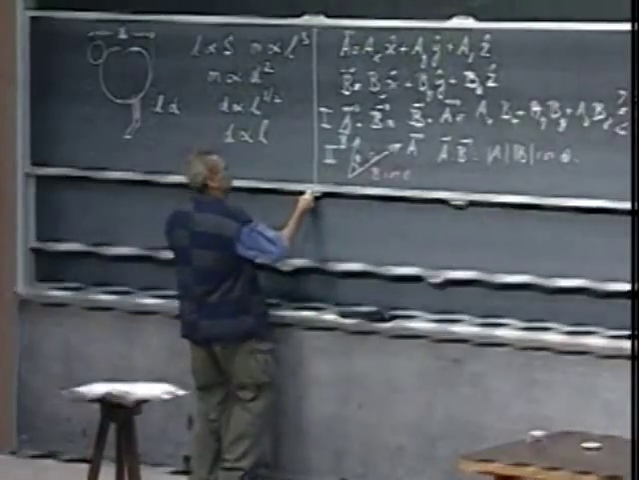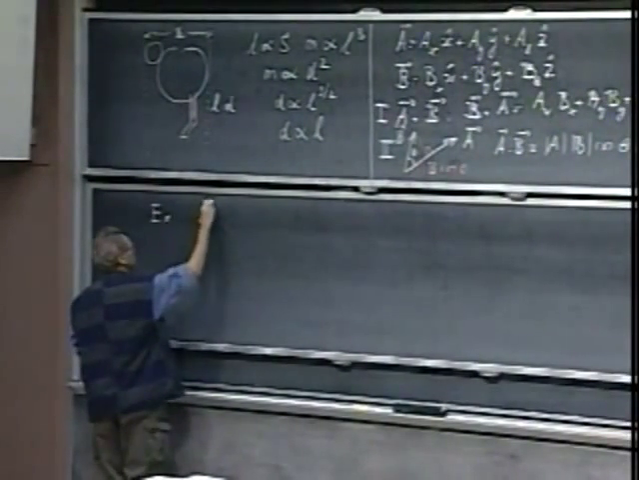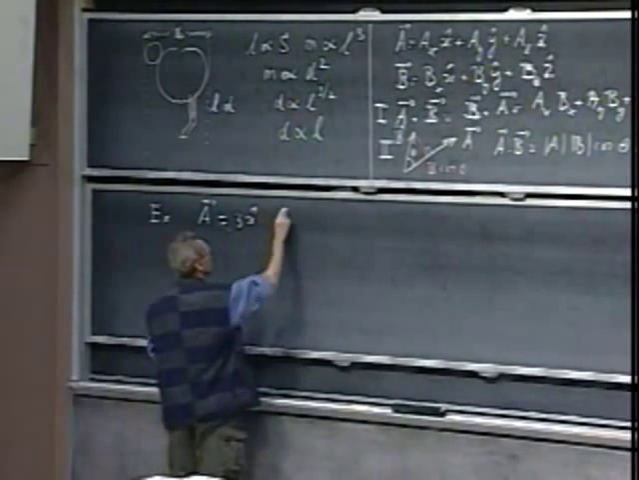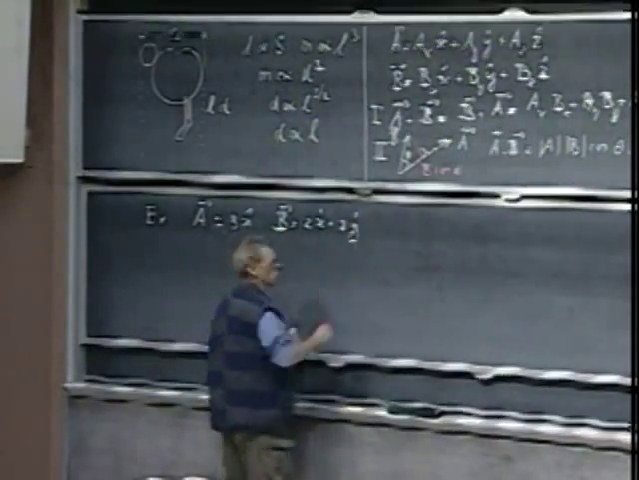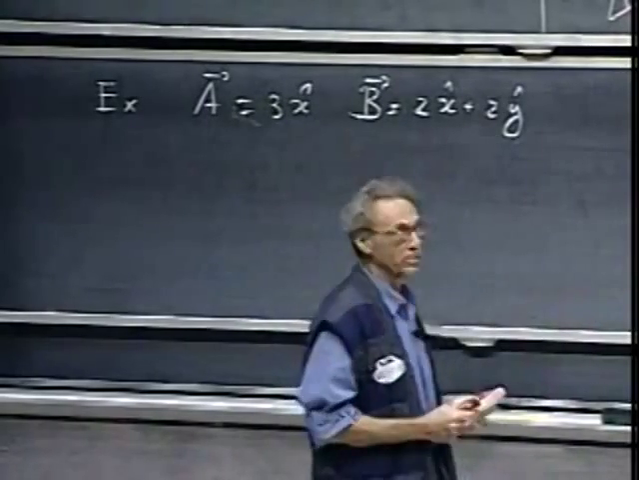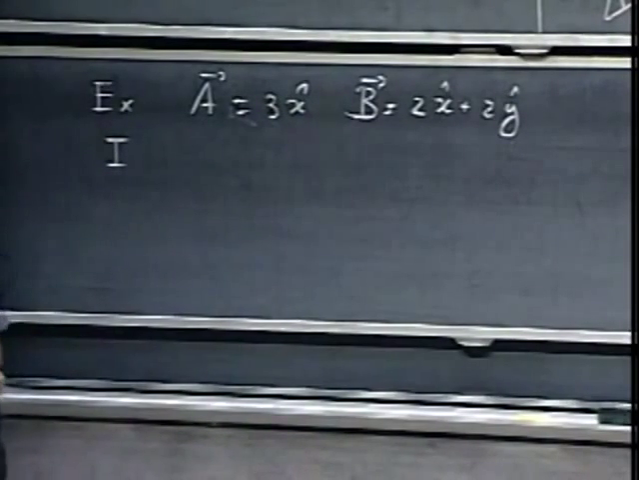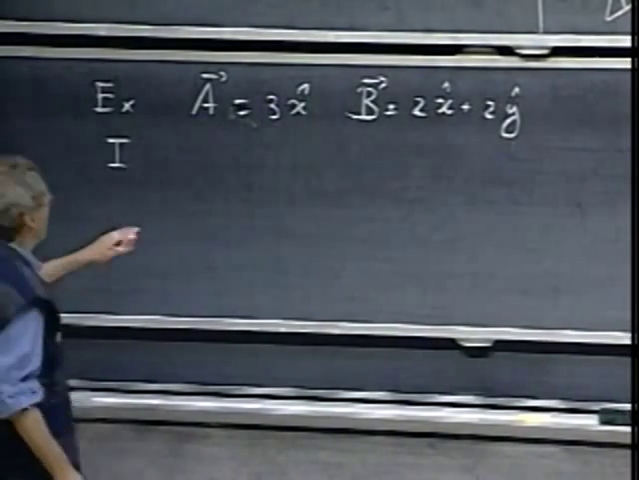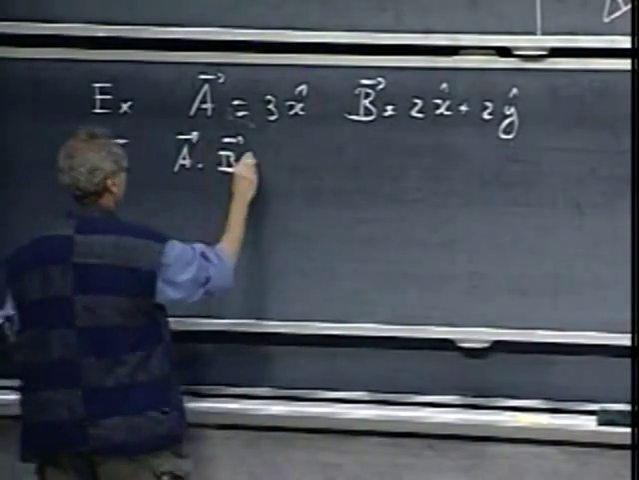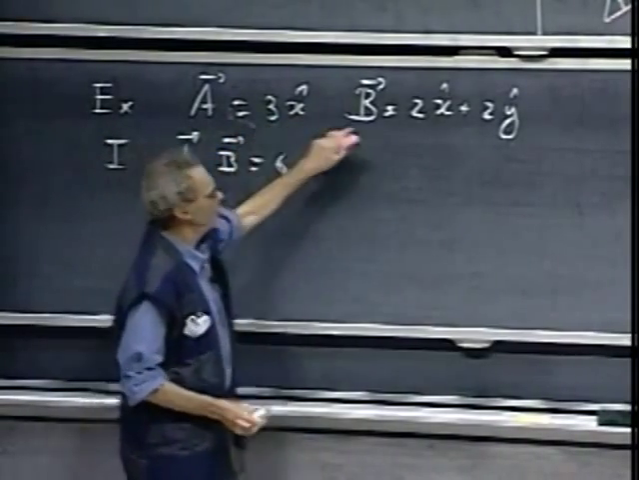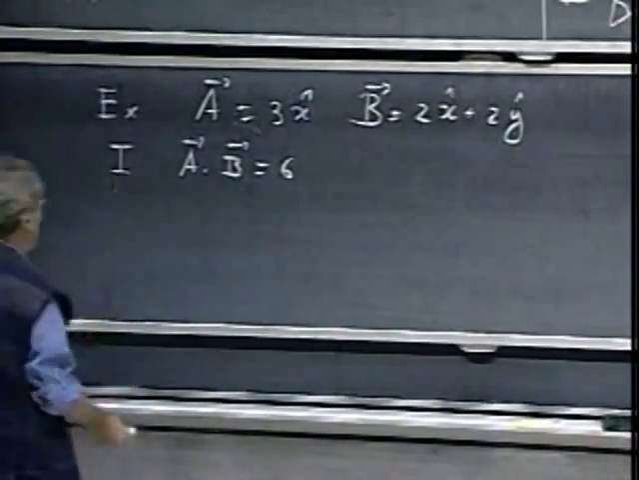Let us take a down-to-earth example of a dot product. Suppose A equals 3x and B equals 2x plus 2y. And I'm asking you, what is the dot product? Well, you could use method number 1, which in this case is by far the fastest, believe me. Ax is 3 and Bx is 2, so that gives me a 6. There is no Ay, there is no Az, so that's the answer. It's just 6. That's the dot product. You could have done it that way.